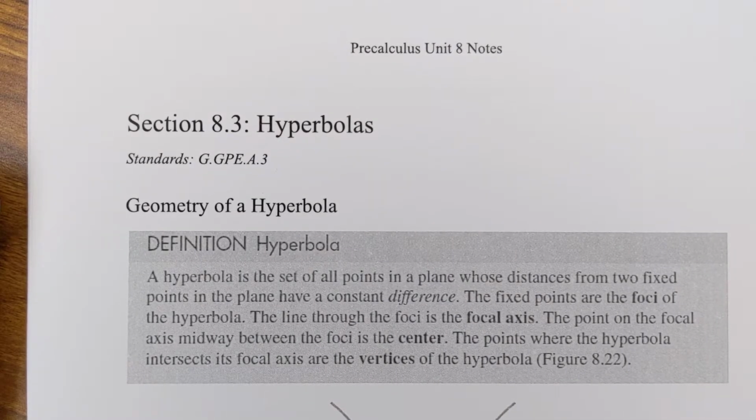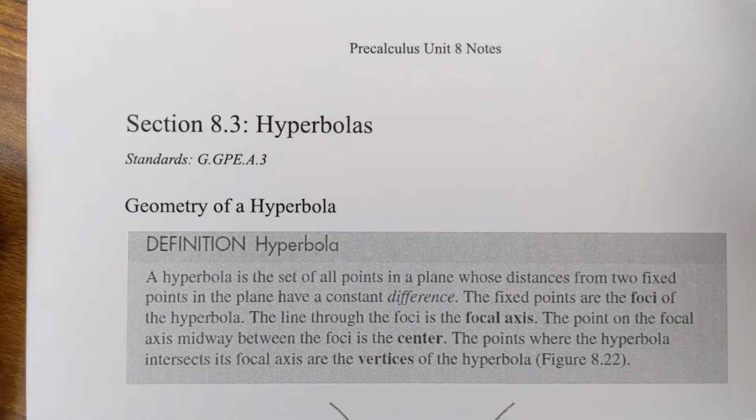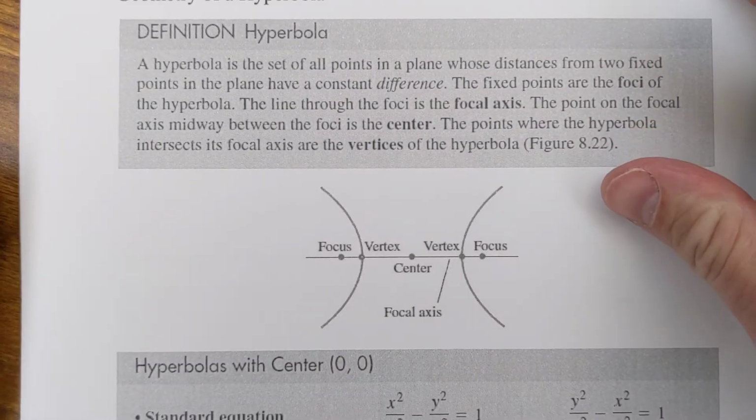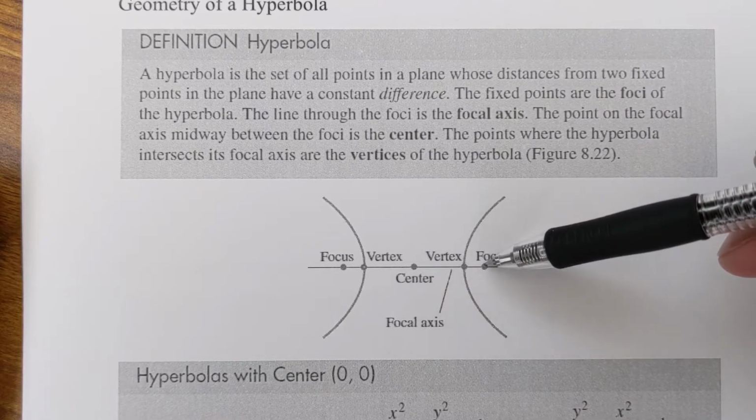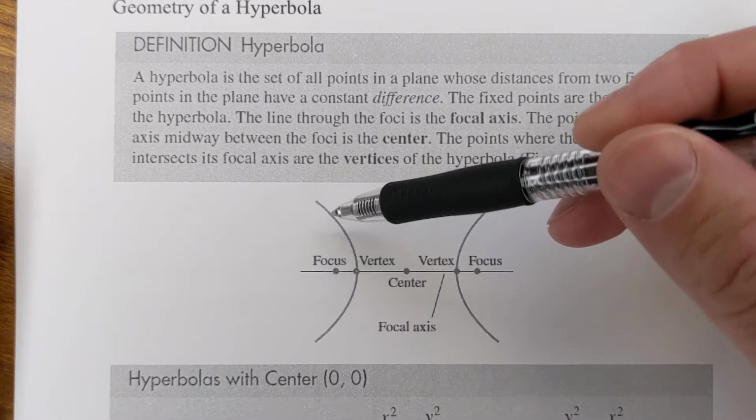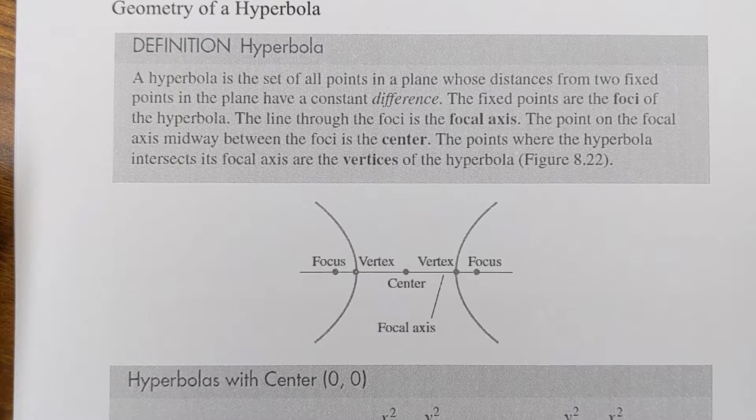Alrighty, we got the notes for section 8.3, which is with hyperbolas. Hyperbolas are kind of like inside-out ellipses. Instead of the foci being in between the center and the vertex, they're on the outside, which means it looks like you have two parabolas that open away from each other.